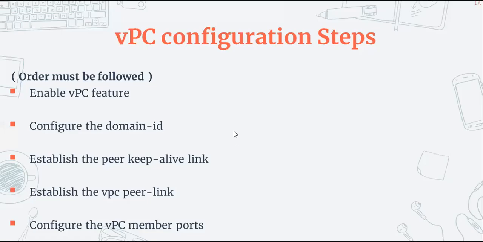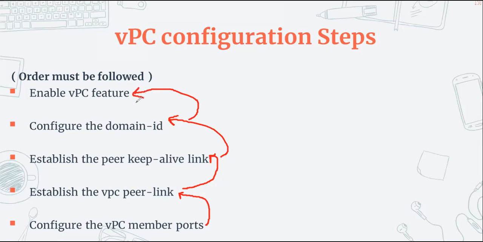In our previous section, when we started the VPC series, in I think lecture 2, when we did the VPC configuration, we studied this part. This order must be followed, only then your VPC member ports can come up. We discussed that your VPC member ports will come up only when your VPC peer link is up, and your peer link will come up only when your VPC peer keep alive link is up. And your VPC peer keep alive link is not going to come up unless you create the VPC domain ID. And your domain ID will be created only when you enable the feature.